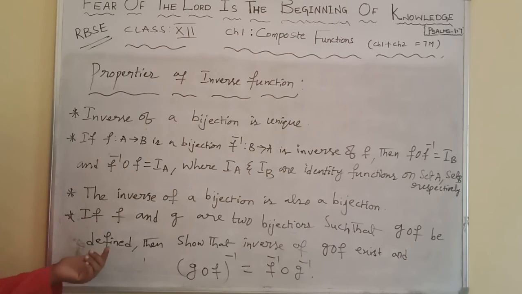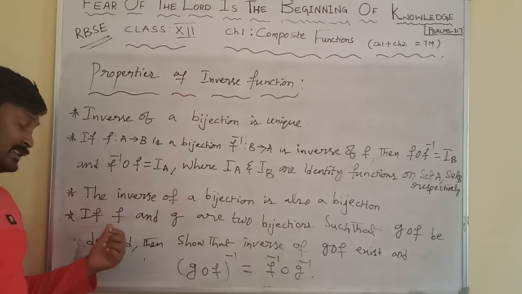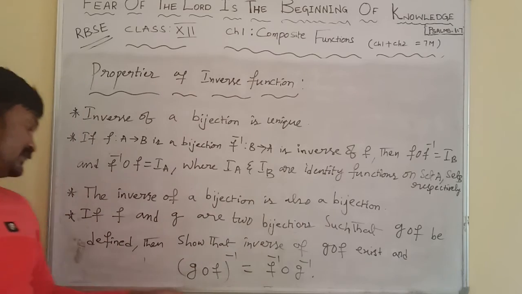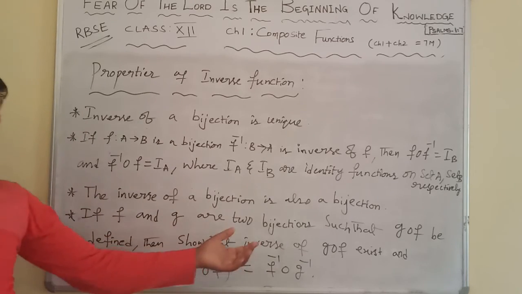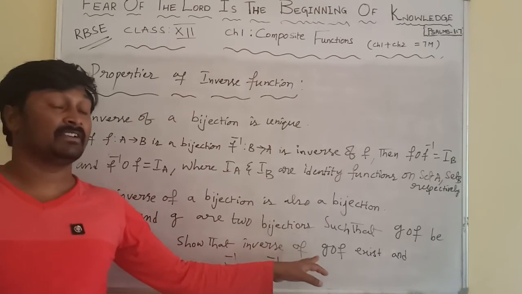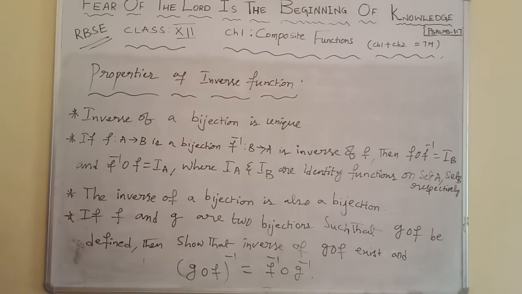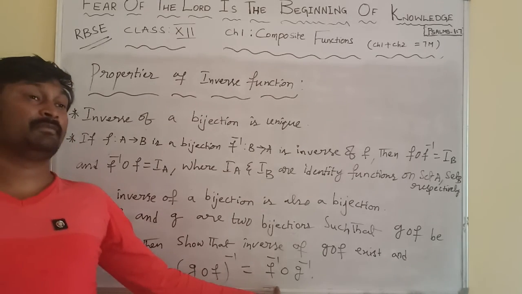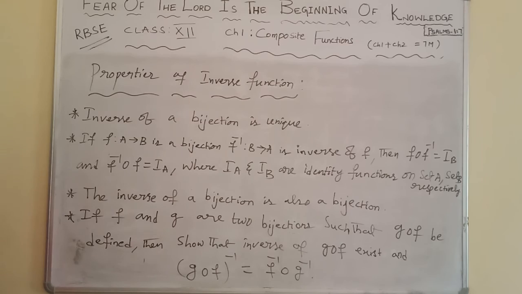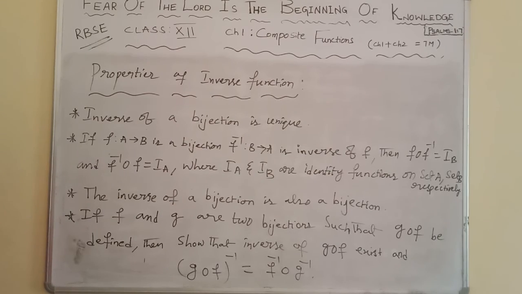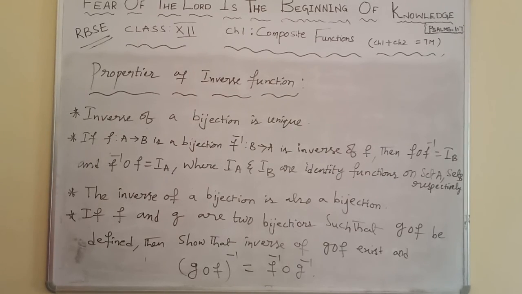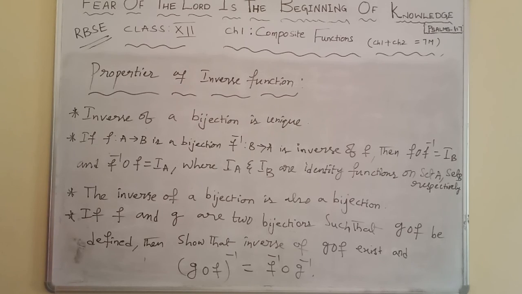Last and final, and this is a very important property also: if f and g are two bijections such that g circle f is defined, then we need to check whether the inverse of g circle f exists. If it exists, then (g circle f) whole inverse is equal to f inverse circle g inverse. These are the important properties of the inverse of a function. Just remember them, and write them down if you want. We can use these properties in example problems and exercise problems.